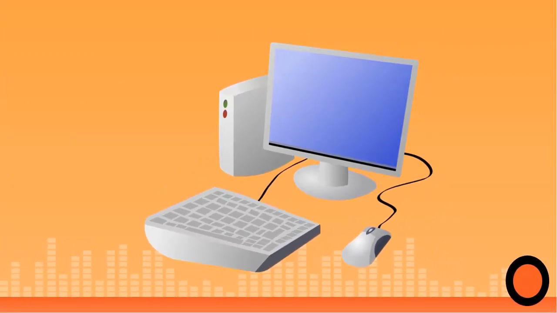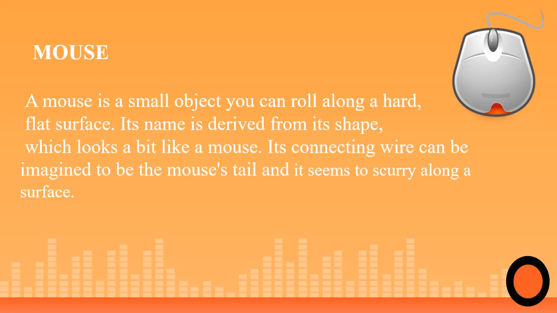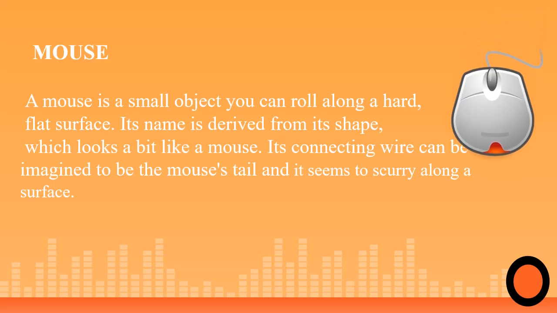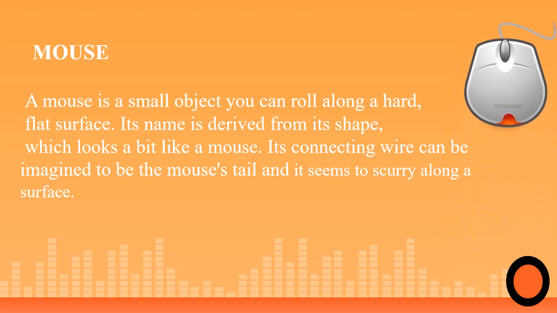Let us find out. A mouse is a small object that you can roll along a hard, flat surface. Its name is derived from its shape, which looks a bit like a mouse. Its connecting wire one can imagine to be a mouse's tail, and the fact that one must make it scurry along a surface makes it quite like a mouse. So there you go. This is the mouse which we are going to talk about in today's lesson.